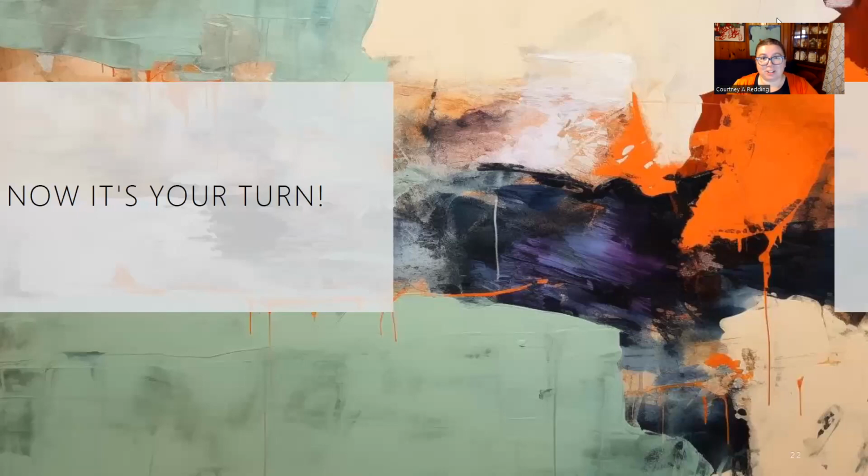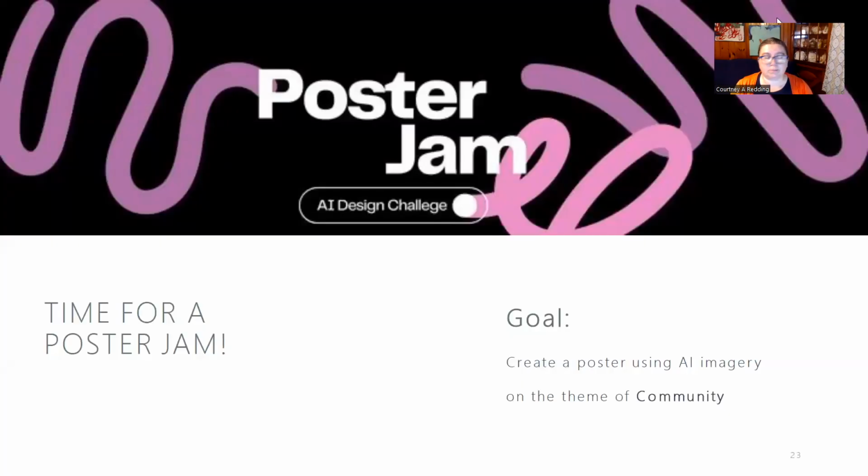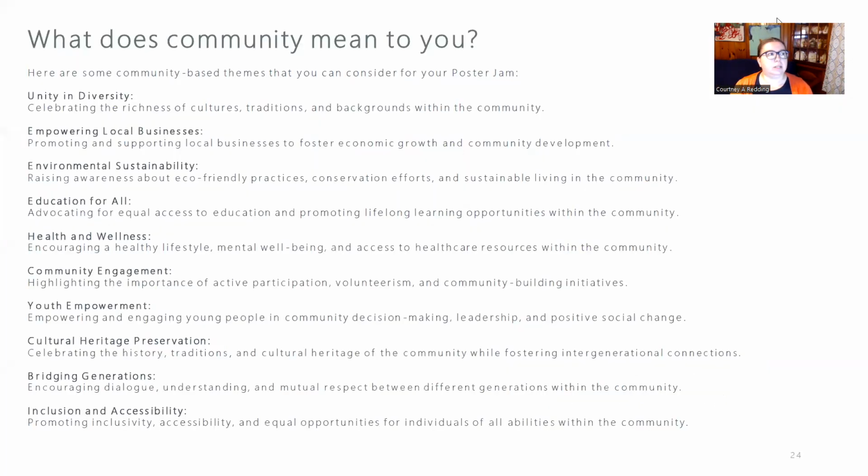All right, so now it's your turn. We learned a little about critiquing, and we learned about what we can do with the process, those descriptive words to get the results that you're looking for. So we're going to make a poster. This is time for a poster jam. I love poster jams, and it's just everyone working at the same time to create something in their vision. So as our goal, we are going to create a poster using your AI imagery on the theme of community. So whatever this means to you.